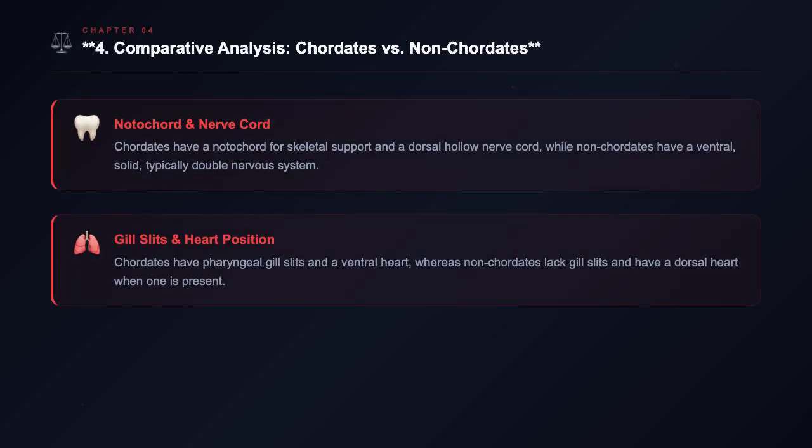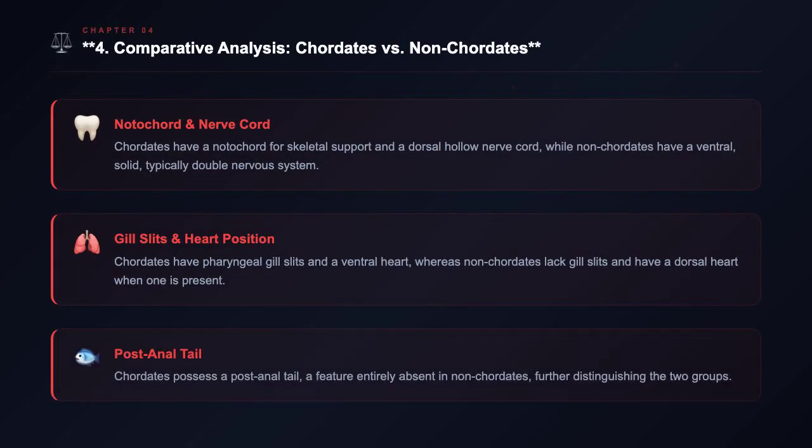Chordates and non-chordates have key differences. The main difference is the notochord, a flexible rod that provides skeletal support, found in chordates. Chordates have a dorsal, hollow, and single central nervous system. In contrast, non-chordates have a ventral, solid, and typically double nervous system. Chordates have a pharynx with gill slits, which non-chordates lack.